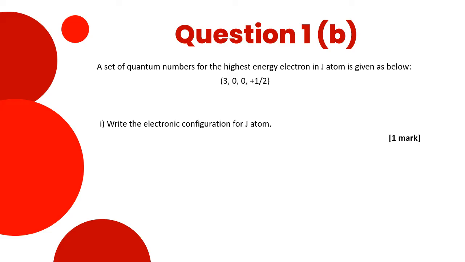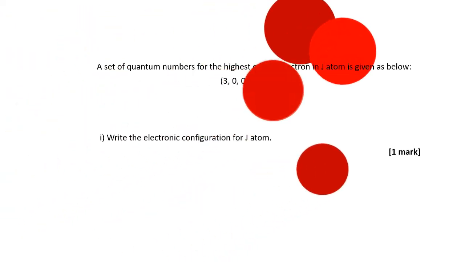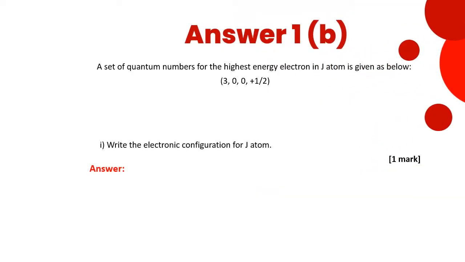Now for question 1b, it states here, a set of quantum numbers for the highest energy electron in J atom is given with this set of quantum numbers. The question asks us to write the electronic configuration for J atom. Now how to answer this question? We are given one set of quantum numbers, 3, 0, 0, positive half. So this is n, l, m, and s. And they tell us this is the highest energy electron that we have.